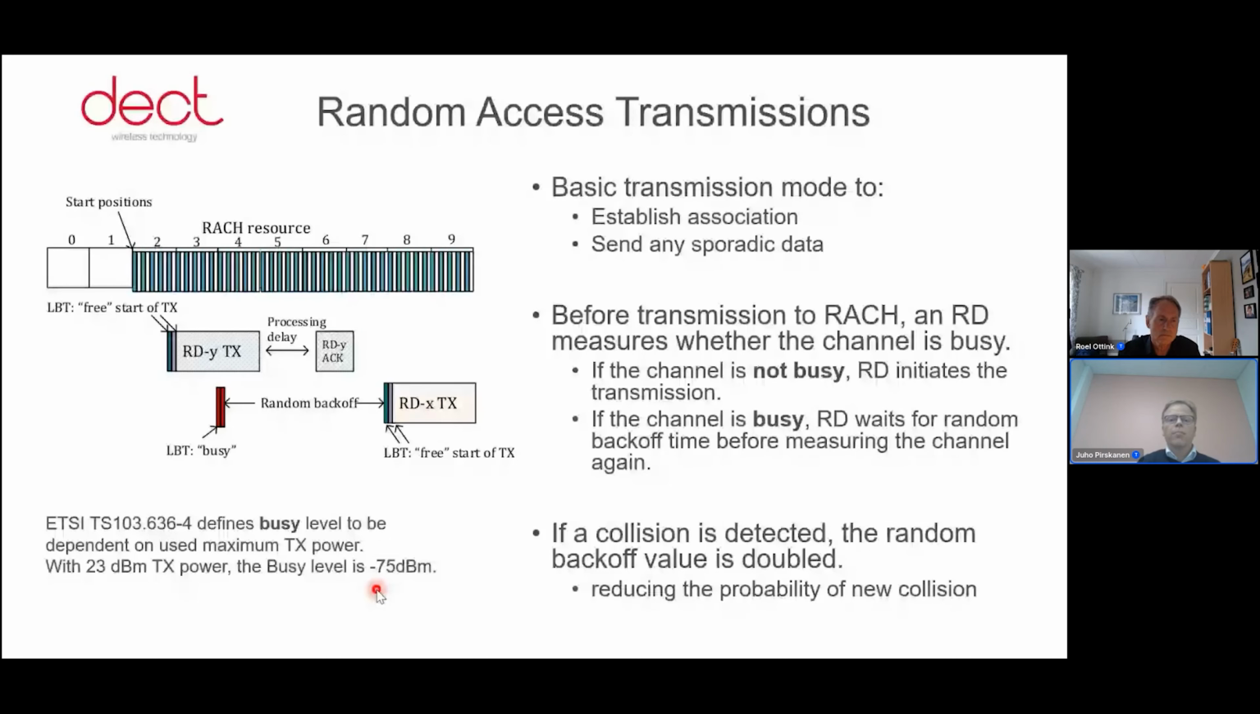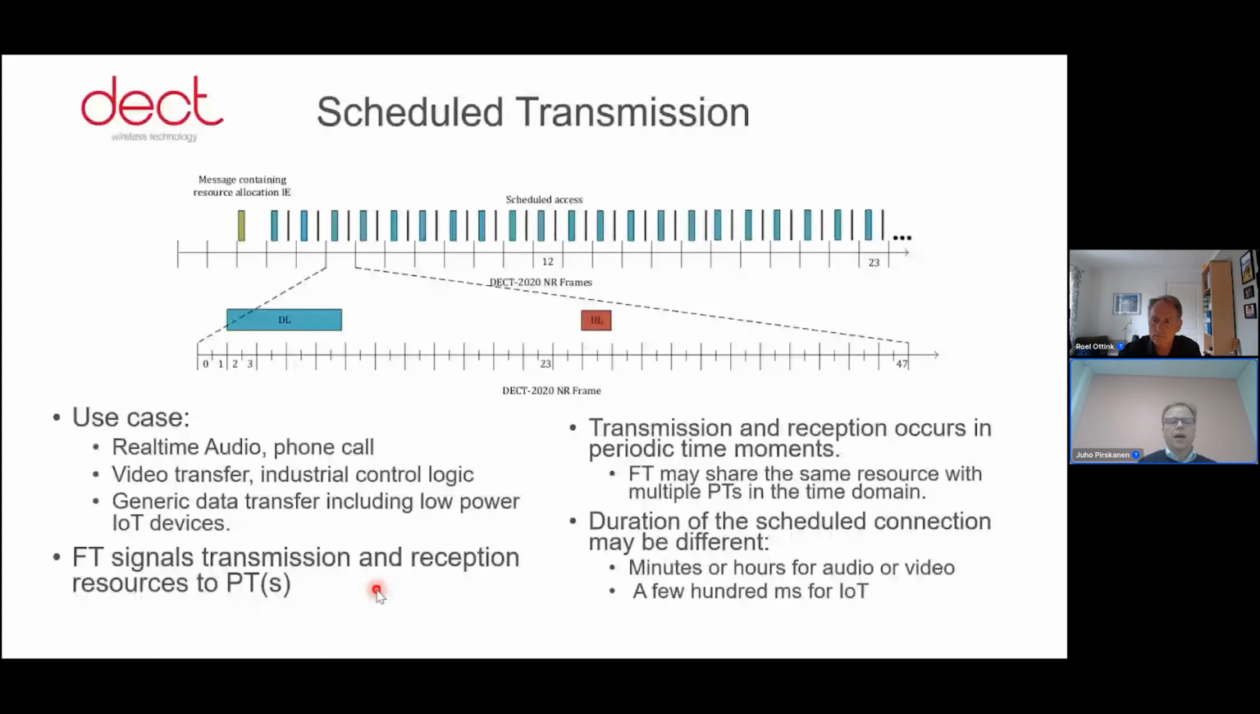And then the second mode of transmission is the scheduled transmission. So we have a few use cases listed here, and you can think about others. Real-time audio phone call, where you have very periodic transmissions, video transfer, industrial control logic, or generic transfer of low power IoT devices. And here the basic scheme is that the FT signals the transmission and reception resources to the PT side, and transmission and reception occurs at periodic times.